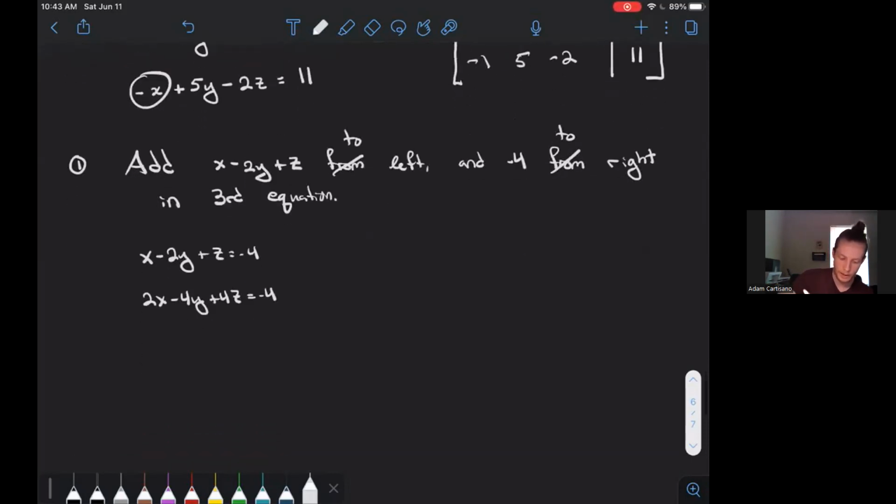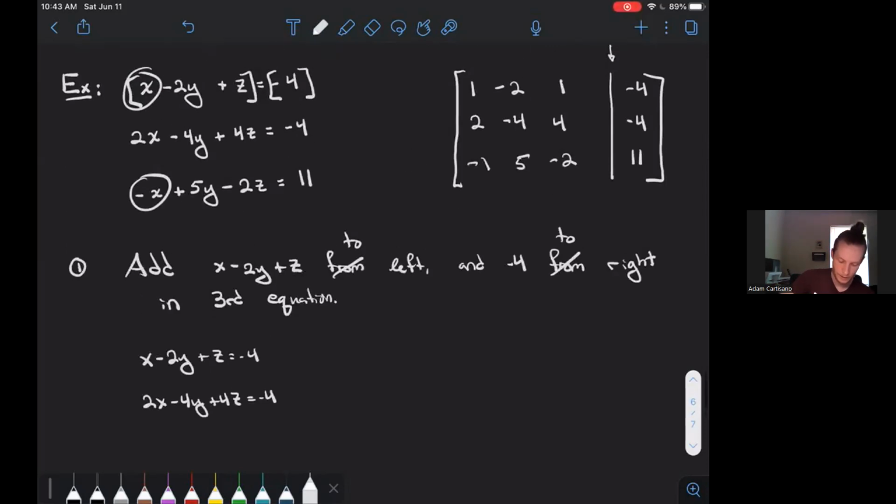So in the third equation, when I add x and -x, I get 0. When I add -2y and 5y, I get 3y. And when I add z and -2z, I get -z. And on the right-hand side, when I add -4 and 11, I get 7. That was promising.